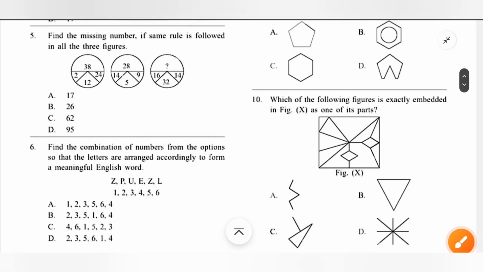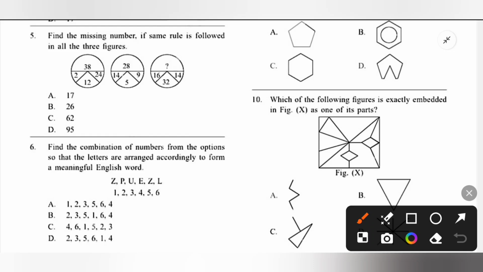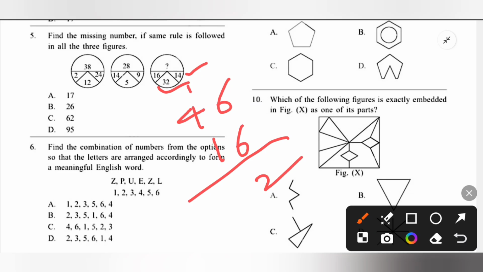Fifth one, find the missing number if the same rule is followed in all the 3 figures. So again pause the video and please try to find the answer. So 24 plus 12 is 36. 36 plus 2 is 32. Similarly 9 plus 5 is 14 and 14 plus 14 is 28. So like that 14 plus 32 is 46, and then 46 plus 16 is 62. Okay, so option C is the correct answer. Okay, option C.